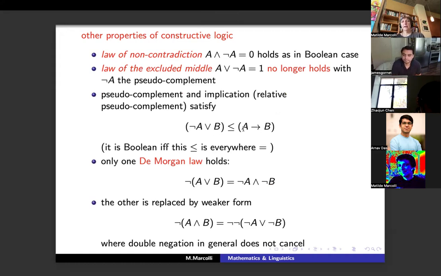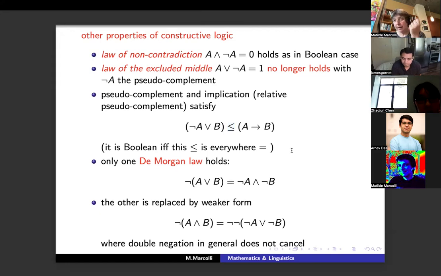In the Boolean case, the implication, as we've seen, was the complement of A union B. Now you only know that the complement in this pseudo complement sense, union B, is just less than or equal to the implication in this Heyting sense. And in fact, if this inequality is always saturated, so it's always actually an equality, then this really is a Boolean algebra. It's not just a Heyting algebra.